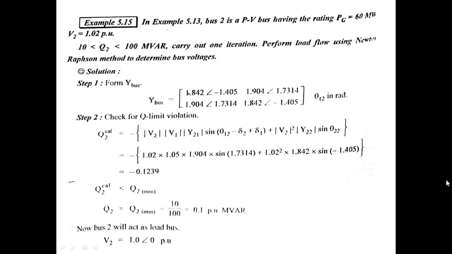Then Q2 calculation is equal to V2 V1 Y21 sin(theta21 minus delta2 plus delta1) plus V2 squared Y22 sin theta22, that is equal to 1.02 into 1.05 into 1.904 sin 1.7314 plus 1.02 whole squared into 1.842 into sin minus 1.405. The Q2 calculation, the total value, is equal to 0.1239. Then Q2 calculation is equal to Q2 minimum, 10 divided by 100, is equal to 0.1 per unit.